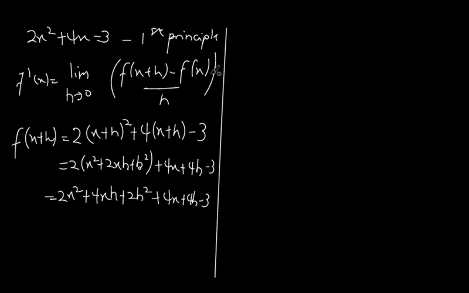Now let's have a look at the second term. The second term is telling us f of x. So wherever we see x in this equation, let's replace it with x. Normally this is the same as the function that we are given, so it doesn't really change anything. So in place of f of x over here we will be repeating this whole question: 2x squared plus 4x minus 3.